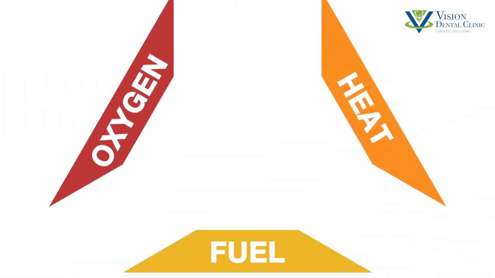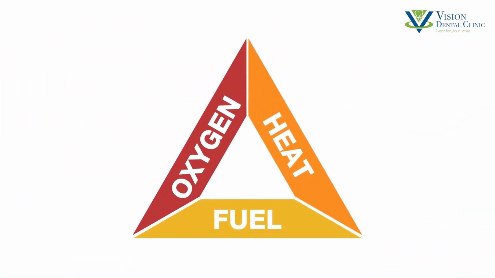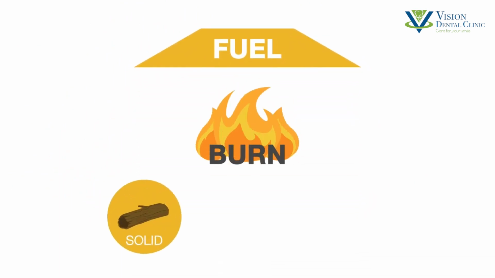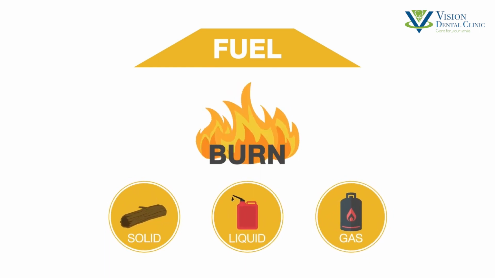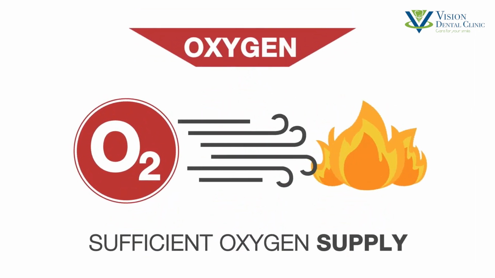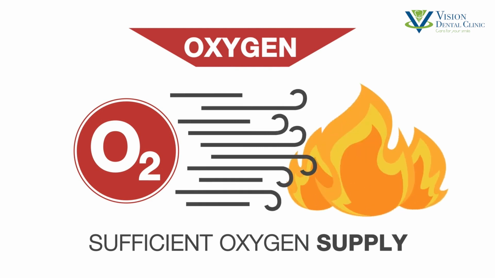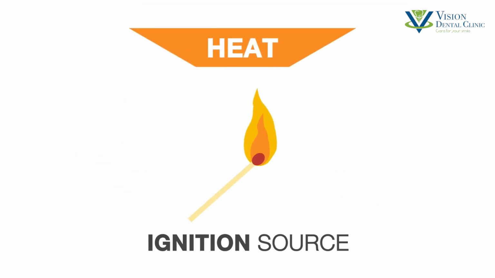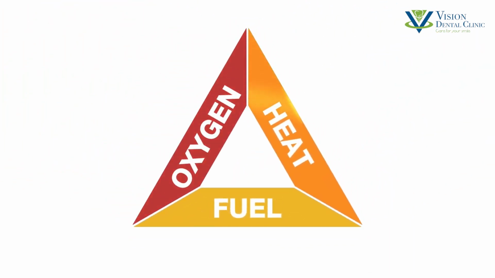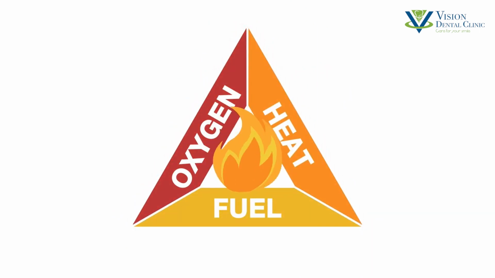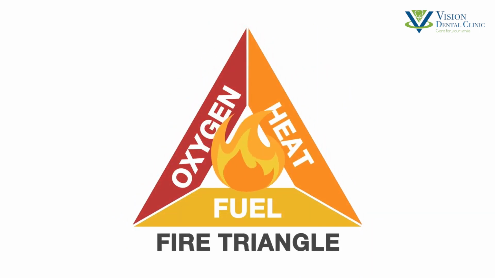For a fire to occur, 3 elements are necessary. First, a fuel source. Fire needs something to burn, such as a solid, liquid or gas. Second, an adequate oxygen supply. There needs to be a sufficient supply of oxygen to keep a fire burning. And third, heat or an ignition source. Something to start the fire. When all 3 elements are present, they cause a chain reaction which results in combustion, otherwise known as fire. These can be remembered as the fire triangle.